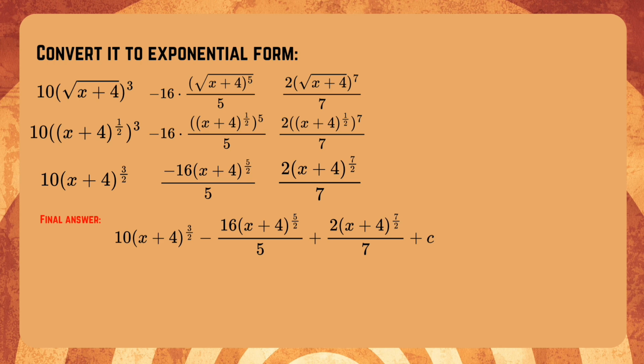So, we combine them to get the final answer. Our final answer is 10 times the quantity of x plus 4 raised to 3 over 2 minus 16 times the quantity of x plus 4 raised to 5 over 2 over 5 plus 2 times the quantity of x plus 4 raised to 7 over 2 over 7 plus c.